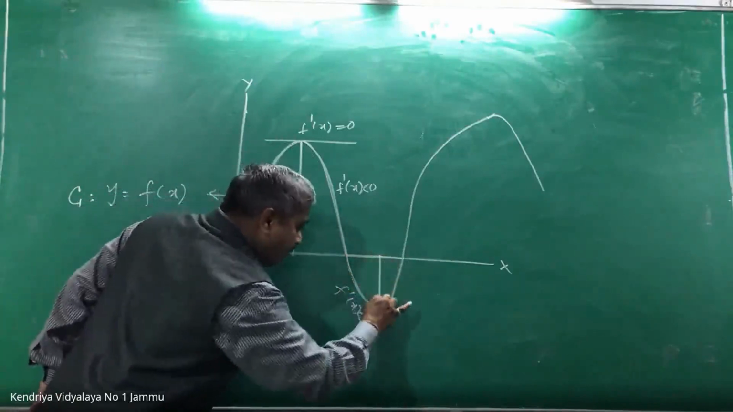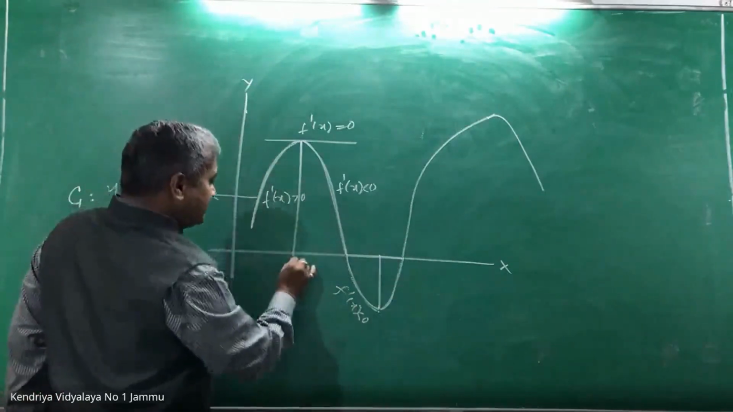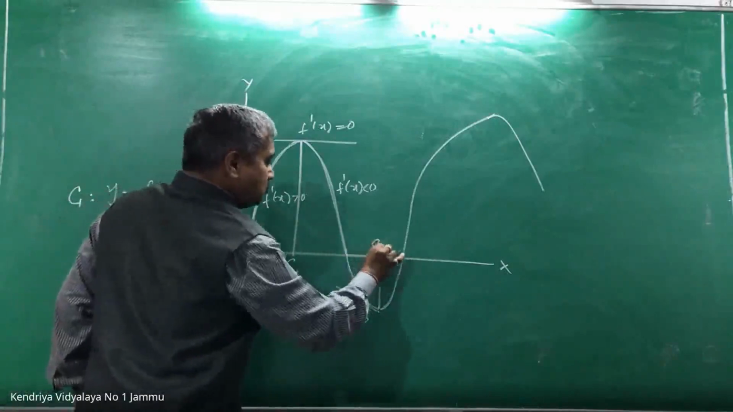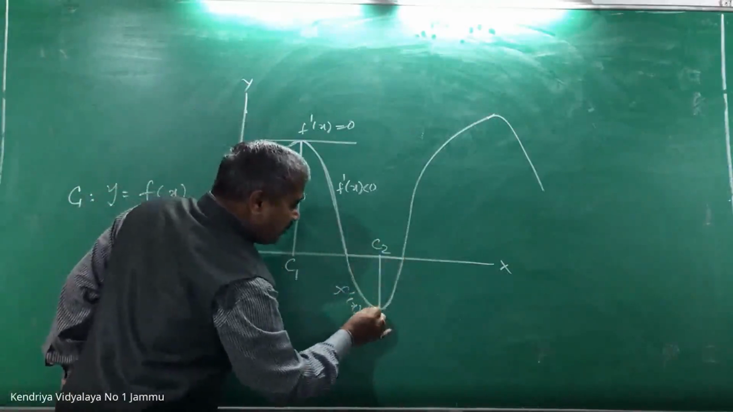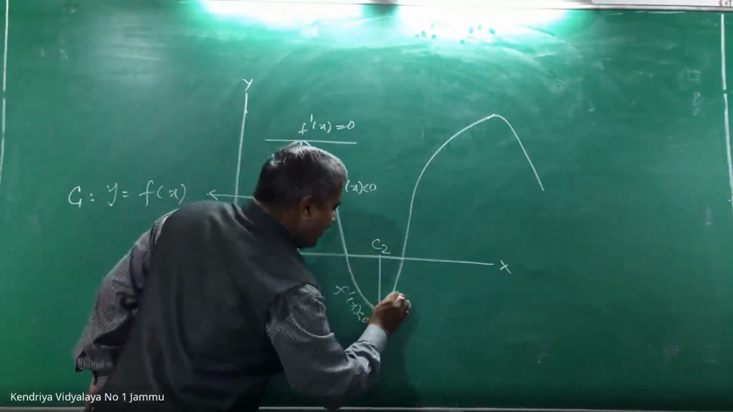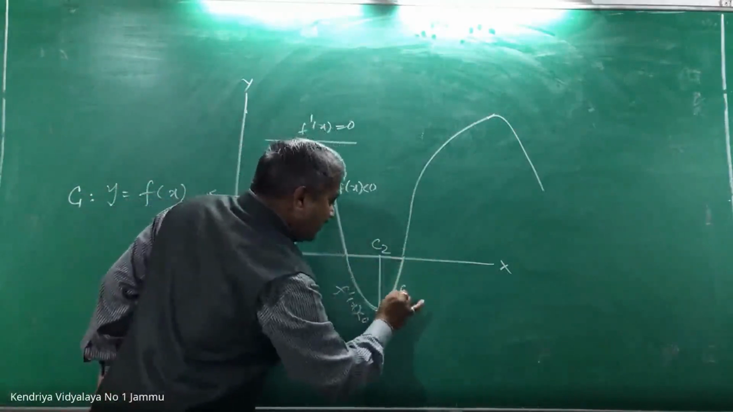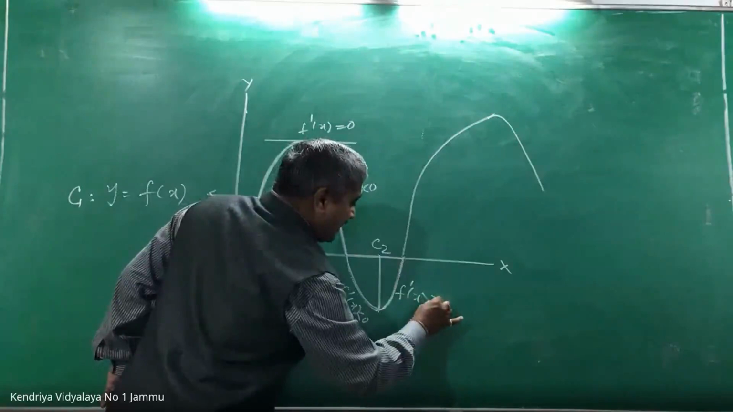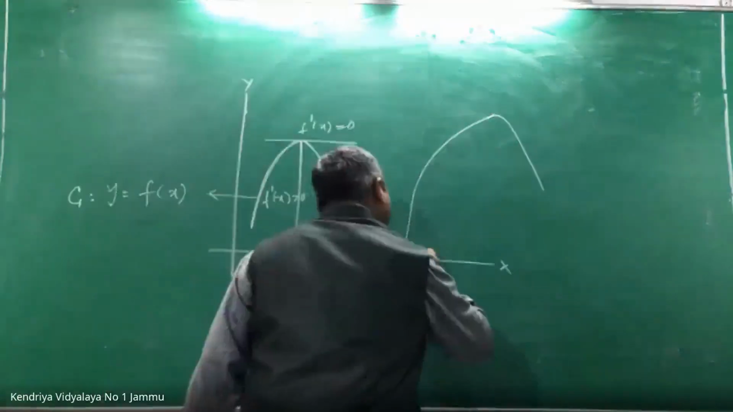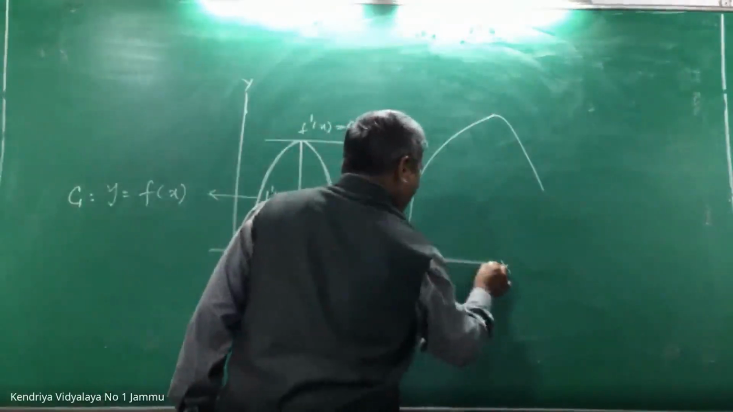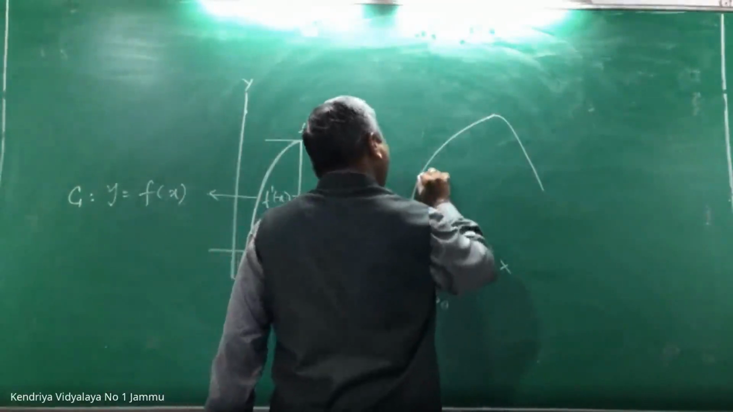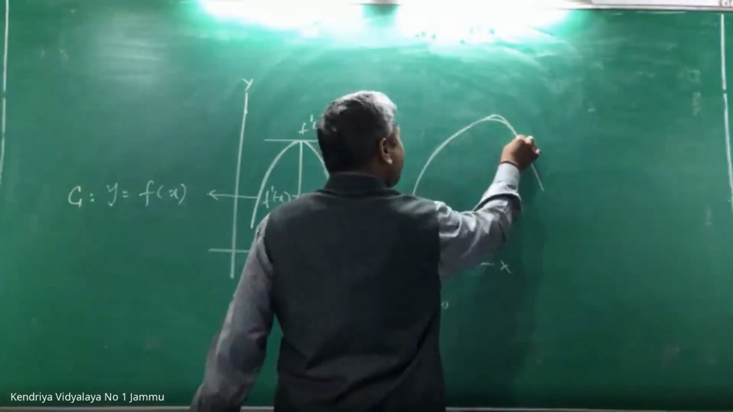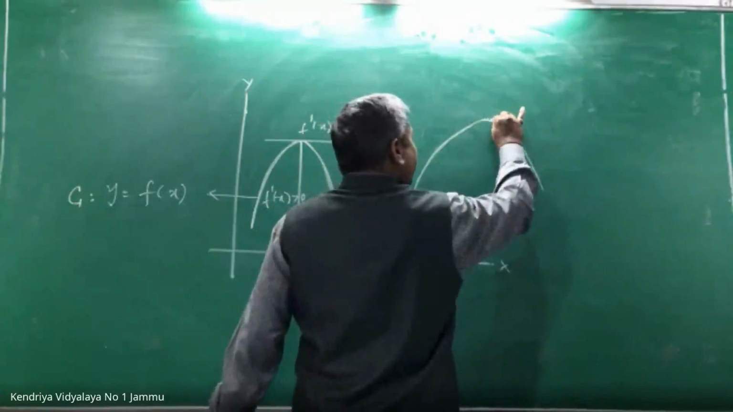Here is a point, this is C1, this is C2. Now what happens? This is called point of minima, and again I am moving in the upward direction. In this direction, f dash x is greater than 0. Then I move towards this portion. I am talking about this portion. I have got a curve which is increasing and then decreasing.